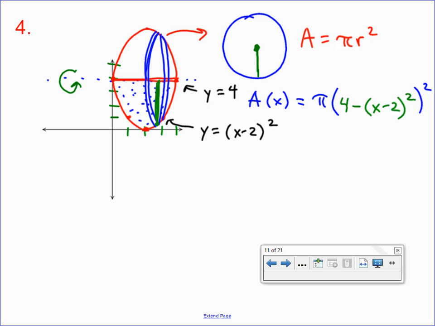So instead of having to worry about finding an antiderivative for this green mess, we'll do some simplification first to make our antiderivative evaluation easier. So let's keep going and rewrite our A of x again. This would be 4 minus, x squared minus 4x plus 4, close, squared.